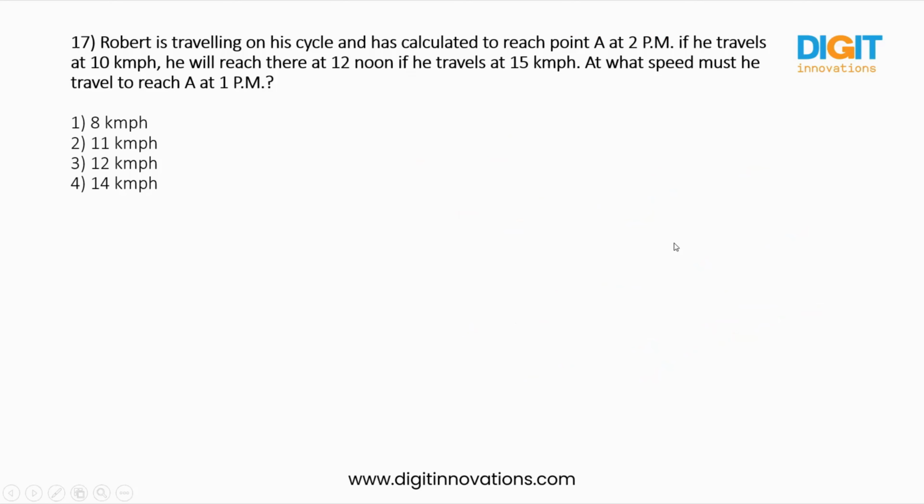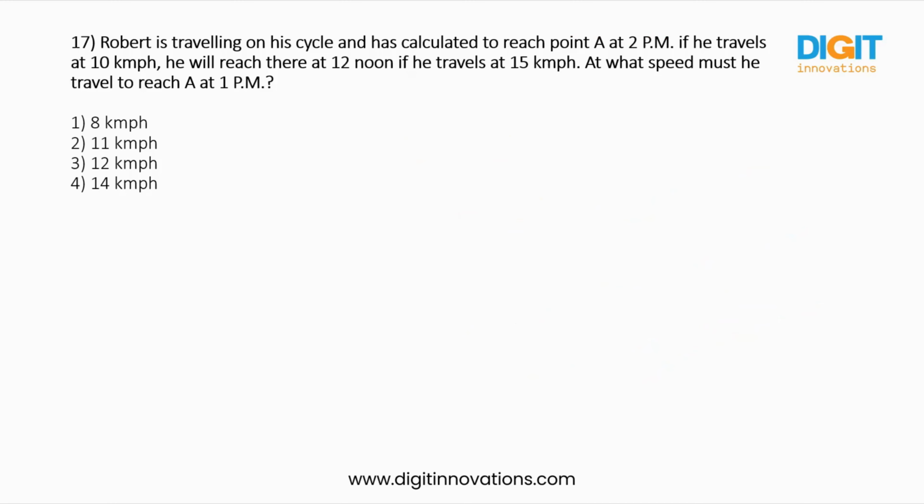So the next one: Robert is traveling on his cycle and has calculated to reach point A at 2 p.m. If he travels at 10 kilometers per hour, he will reach there at 12 noon. If he travels at 15 kilometers per hour, what speed must he travel to reach A at 1 p.m.? So there is a shortcut in time, speed, and distance.